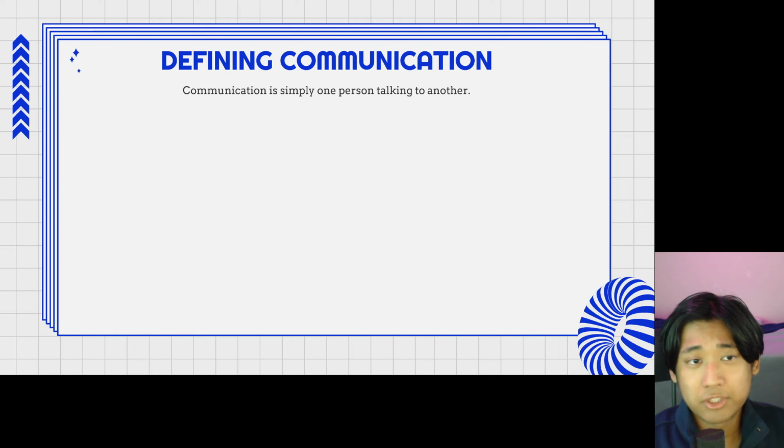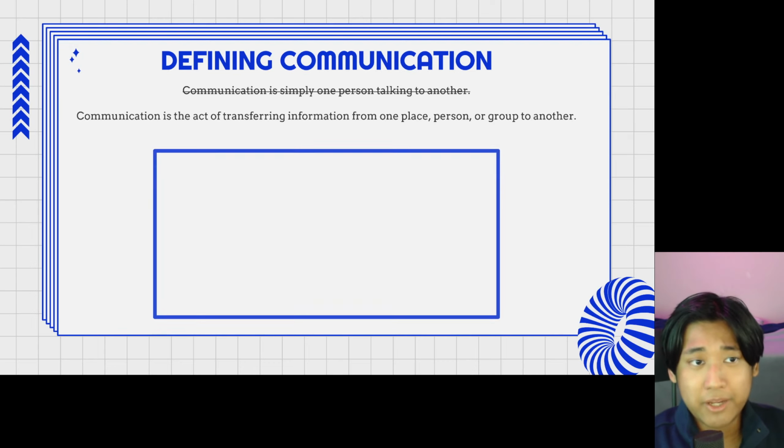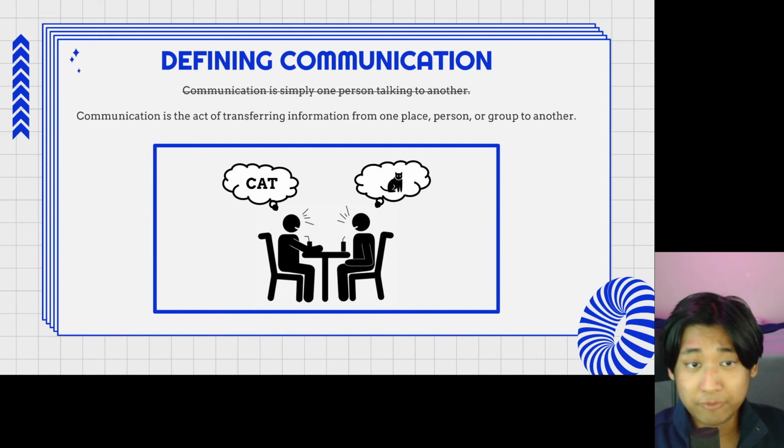So first, communication is simply one person talking to another. Well, while this definition is true, it's a bit too simple. Communication is actually pretty complex, and it's the act of transferring information from one place, person, or group to another.